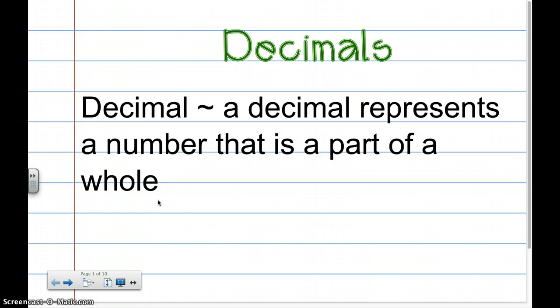Decimal. A decimal represents a number that is a part of a whole. Also, make sure that you can do all of your facts in one day if you want to, for 20 minutes, but make sure that you do your facts.